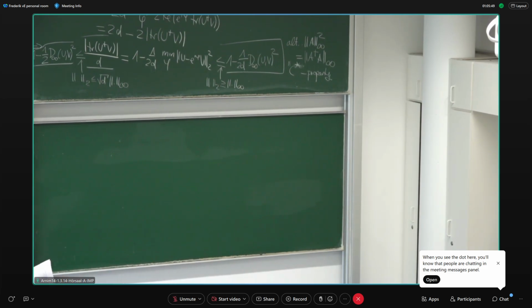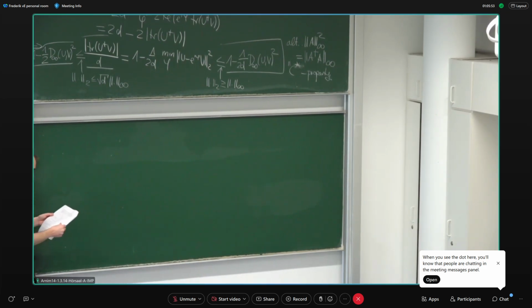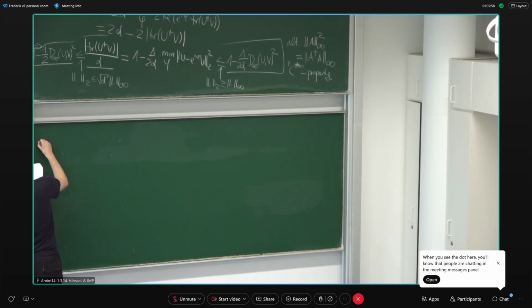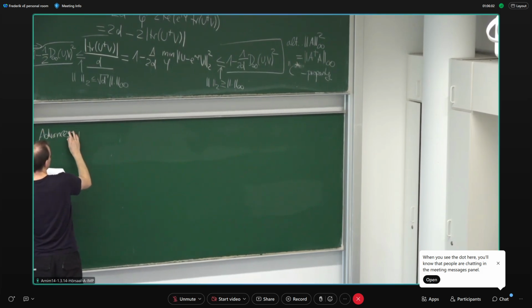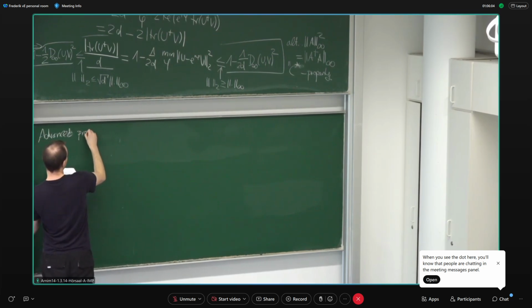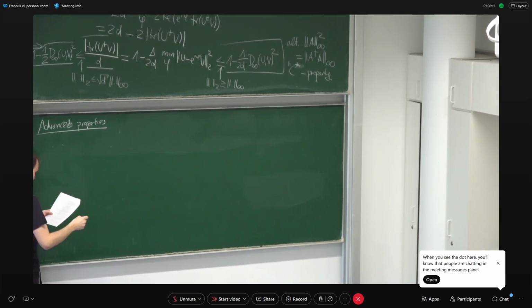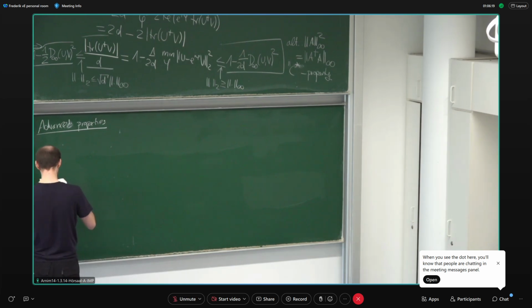So these were a lot of basic things about P norms. And next we can look at some advanced inequalities and properties. Something that's sometimes useful is the duality of Schatten norms. I'll explain what that means, of course.